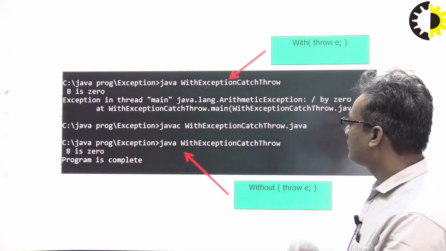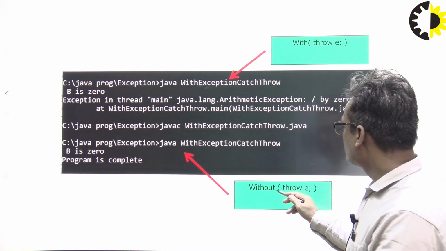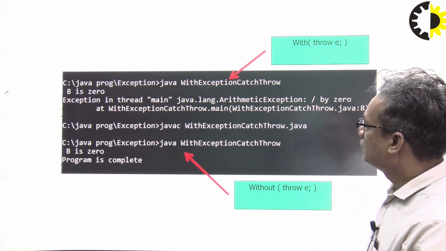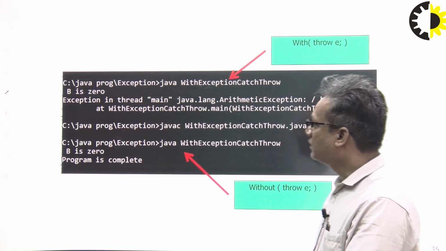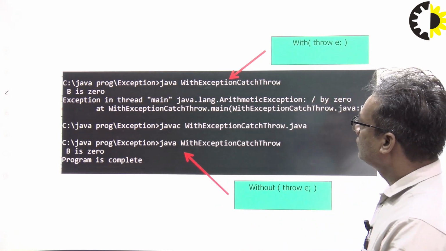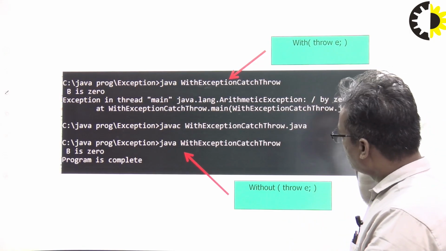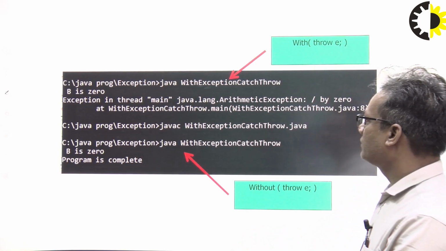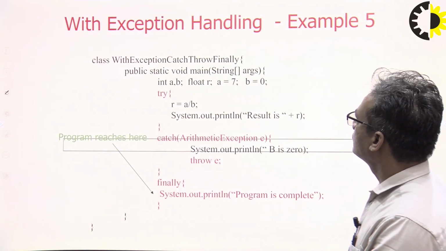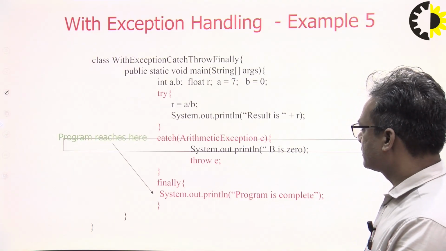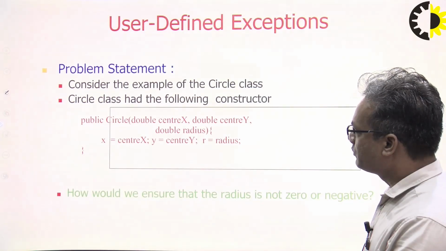So this is the program output: this is without throw, this is with throw, right? Without throw, it will give you this error. With throw, it will give you this kind of output. So with exception handling, we have already discussed the program, with throw and finally statement both.